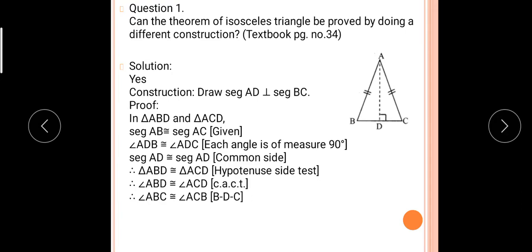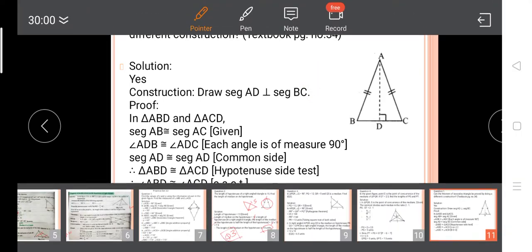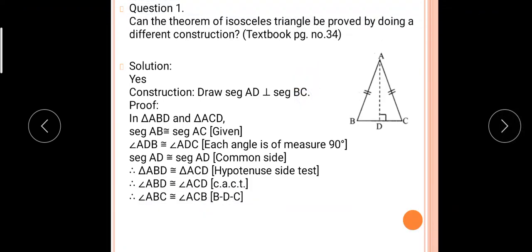This is question number 4. Now these three are some remaining questions from the textbook that I am taking. Now see, can the theorem of the isosceles triangle be proved by doing a different construction? Yes, why not? Now see how to construct it. This is the isosceles triangle ABC. AD is perpendicular to BC, that is, AD is the height of the triangle. Now what do we have to do? We have to consider triangle ABD and triangle ADC.